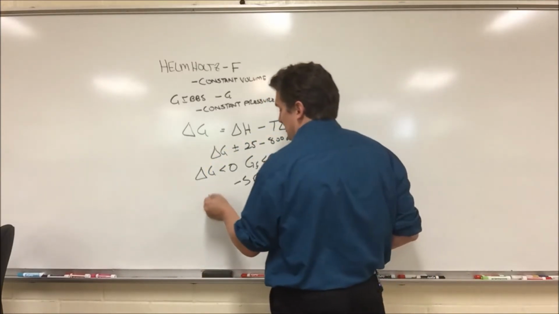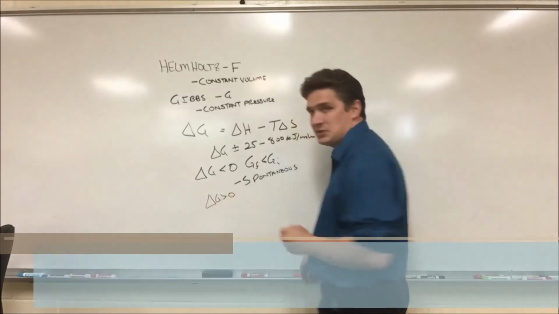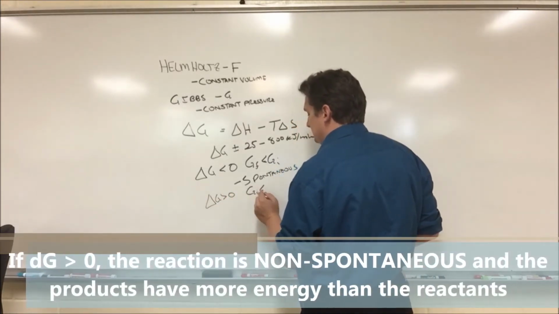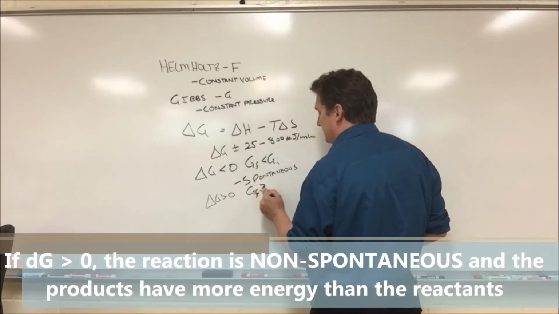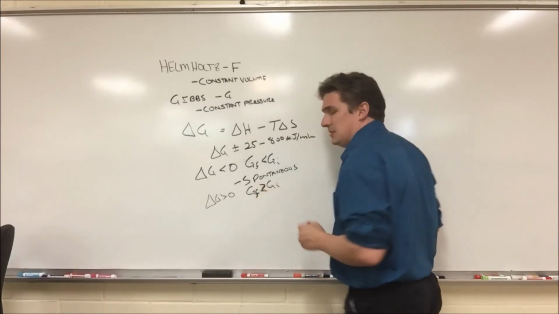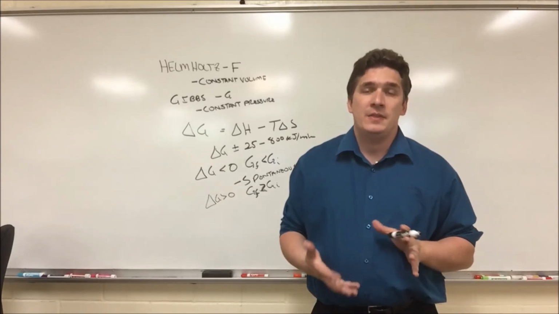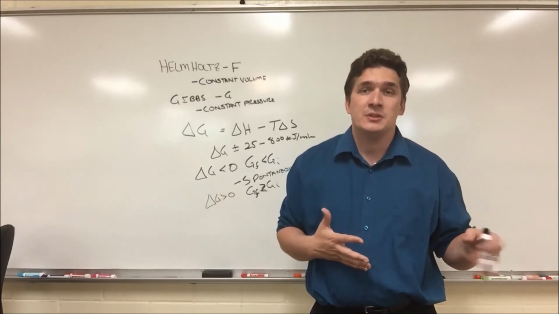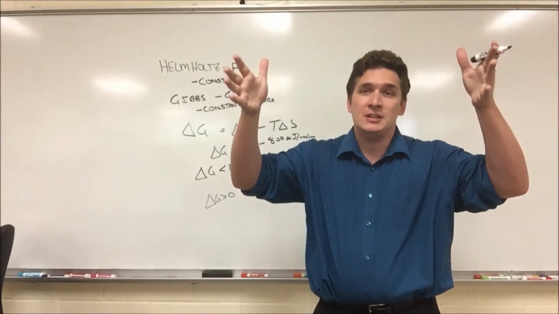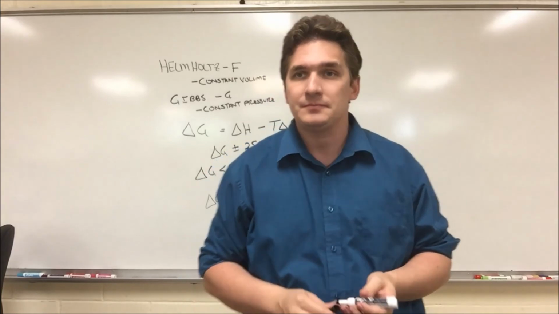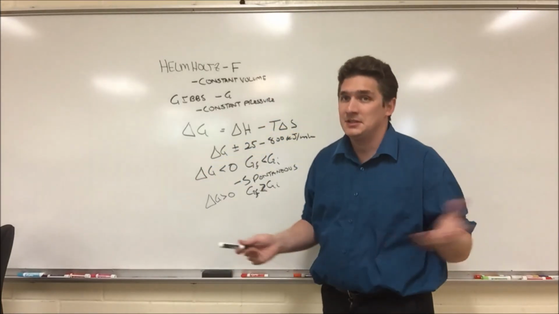If we finish with more energy than we start with, meaning our delta G is greater than 0 and our G final is greater than our G initial, these are what are called non-spontaneous reactions, meaning that the only way to make these reactions go is to make the environment so high in energy that it dumps into our system and forces it to go in that direction. And that's it for Gibbs free energy.